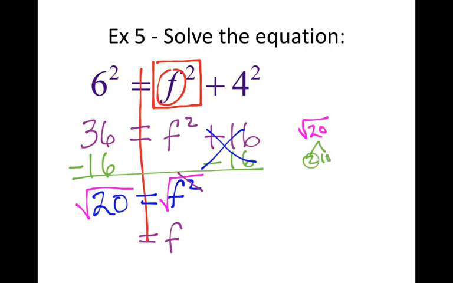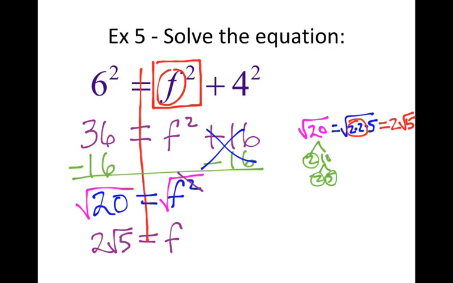2 times 10, 2 times 5. Rewrite the square root of 20 as the square root of 2 times 2 times 5. And then what? Circle pairs. The pairs go on the outside. Anything that's not squared goes on the inside. So we get 2 square root of 5, and we take that and we write it in here. So the square root of 20 is 2 square root of 5.